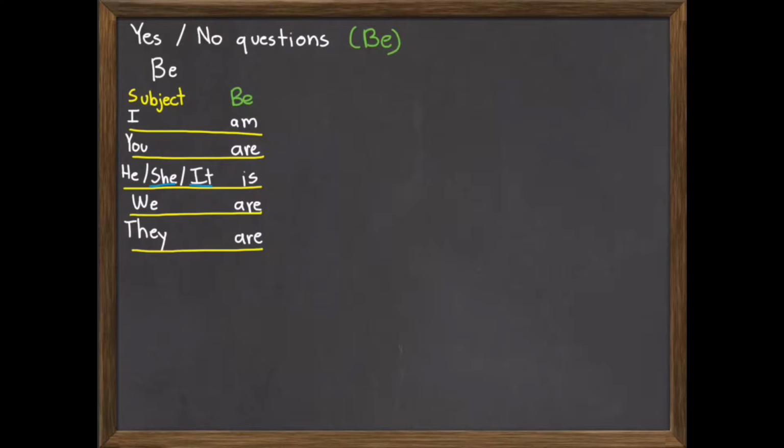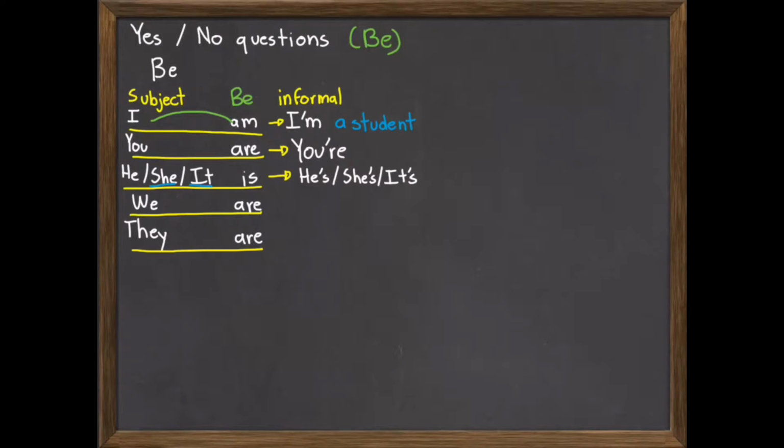Now, you could also join these words together. This is called a contraction. This is used in informal speech, and it makes it shorter. I am would turn into I'm. For example, I'm a student. You are would turn into you're. He, she, and it would turn into he's, she's, and it's.